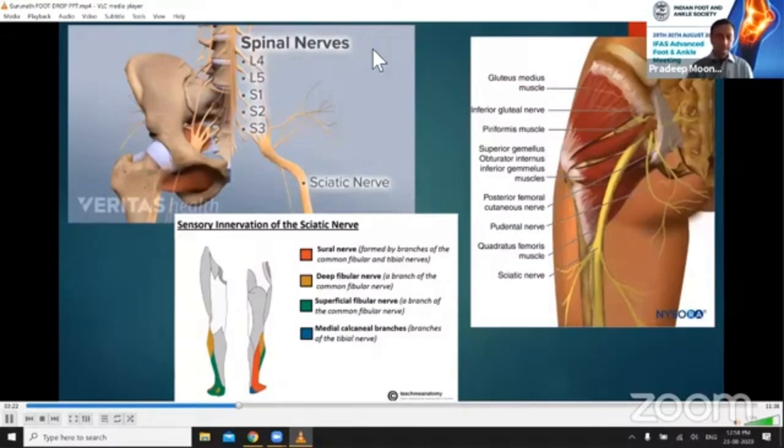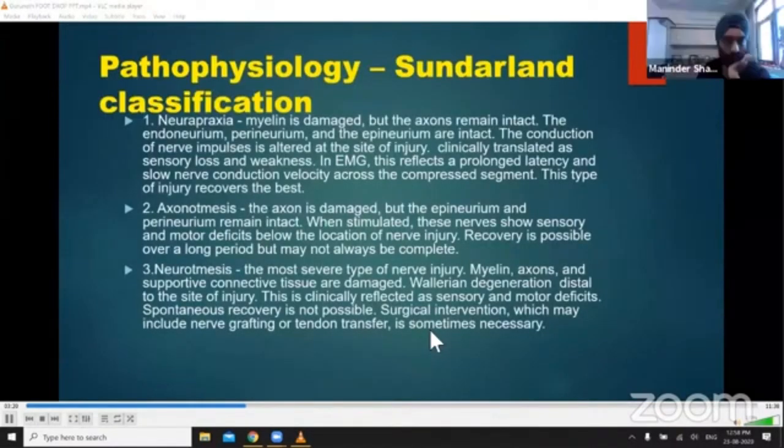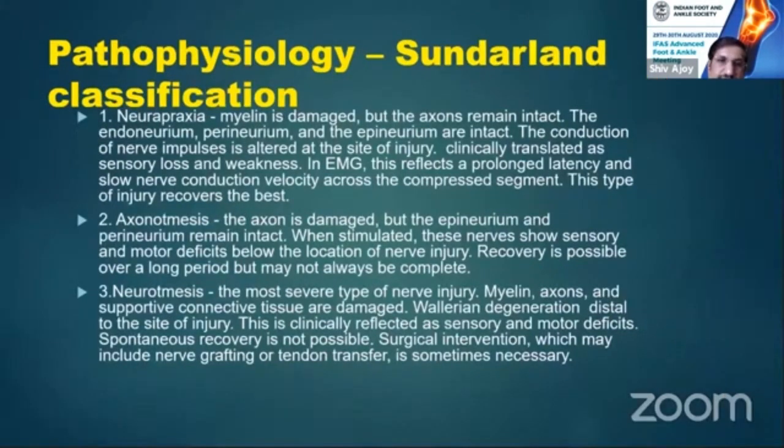So the main pathology is, according to Sunderland's classification, neuropraxia, axonotmesis, and neurotmesis. Depending on the severity of the nerve injury, the prognosis of the patient depends. In neuropraxia, the myelin sheath is damaged, but the axons are intact. So the conduction of the nerve impulses is altered at the site of the injury. What we see in the EMG is a prolonged latency and slow nerve conduction velocity.